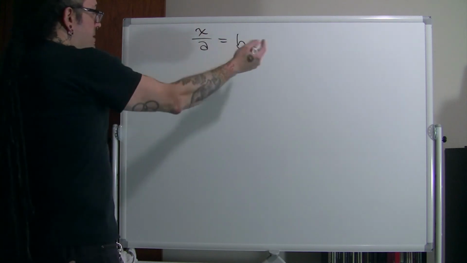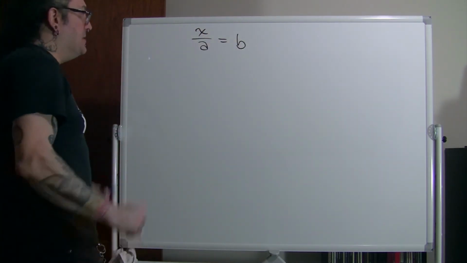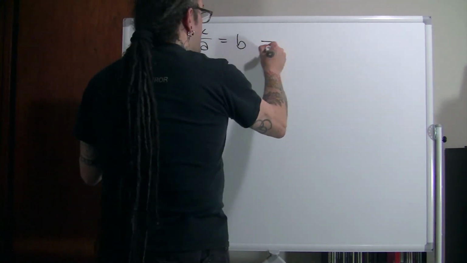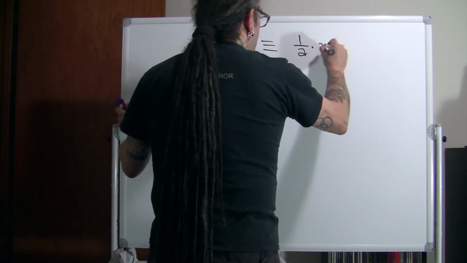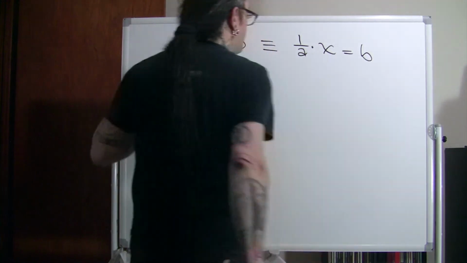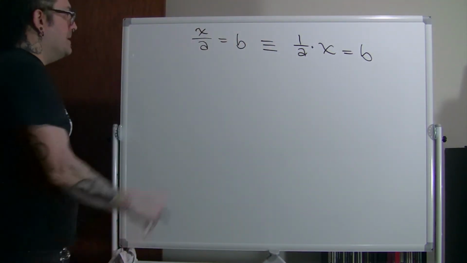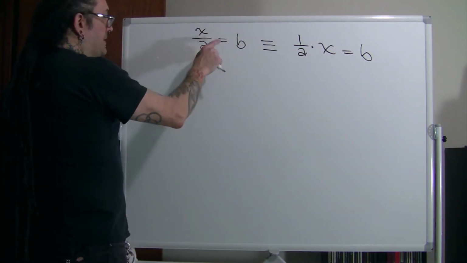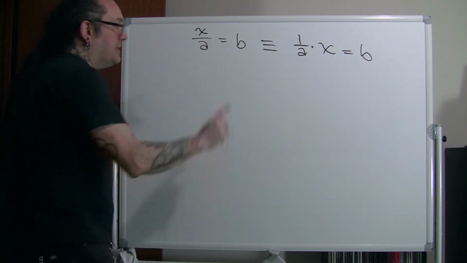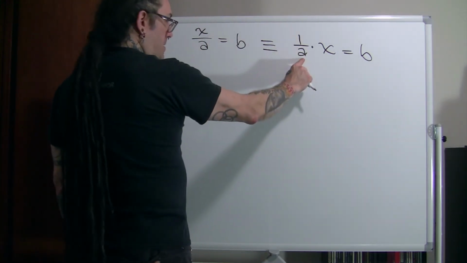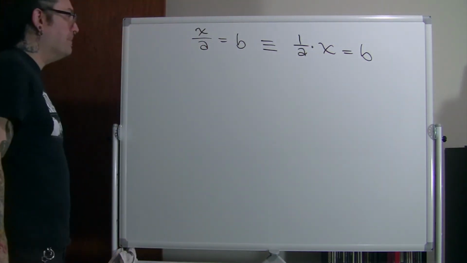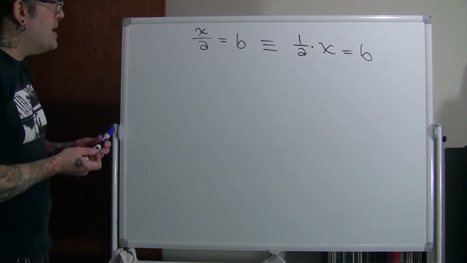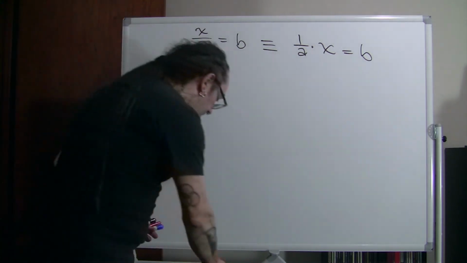Right? X over a equals b. I don't know what it is. This is the same as 1 over a times x equals b. X divided by something equals b is the same thing as 1 over something times x equals b. And then I'll write the way that you solve both equations.